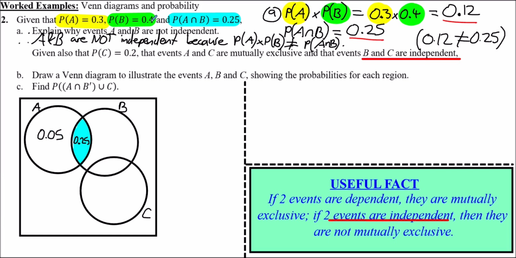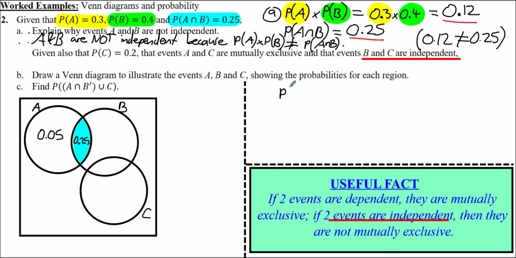Probability of B is 0.4, so we need another 0.15 split in between here and also there. So the key is, how do we split these probabilities correctly? And we're also told here that probability of C is 0.2. But of course, B and C are independent. So we can use a probability law to work out the probability of this region here.